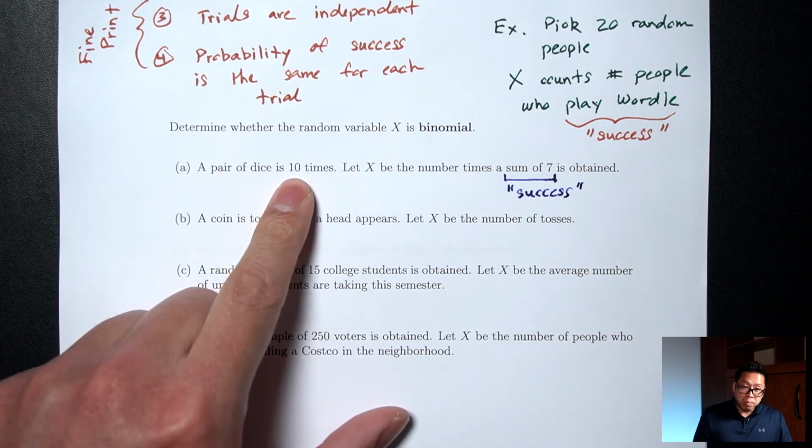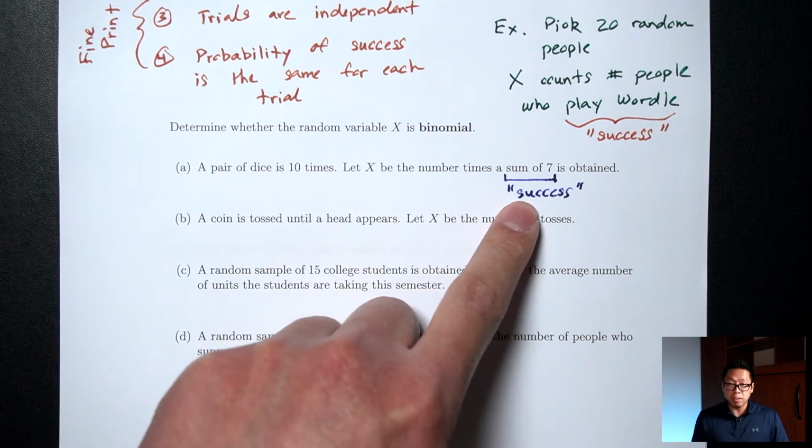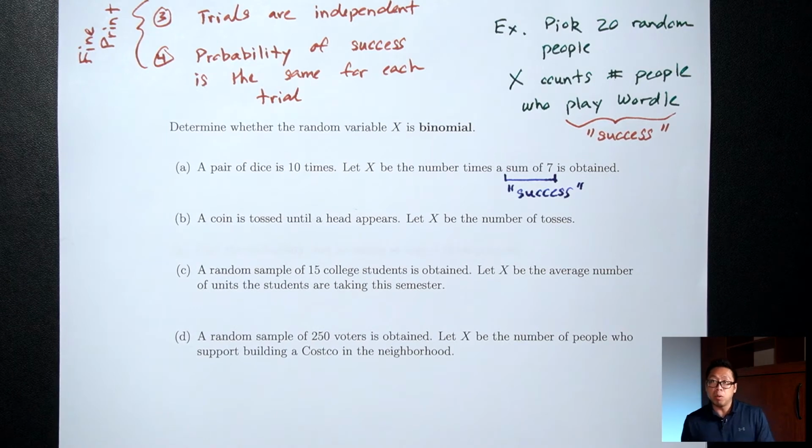We have a fixed number of trials. We are counting the number of successes. So A here is a binomial random variable.